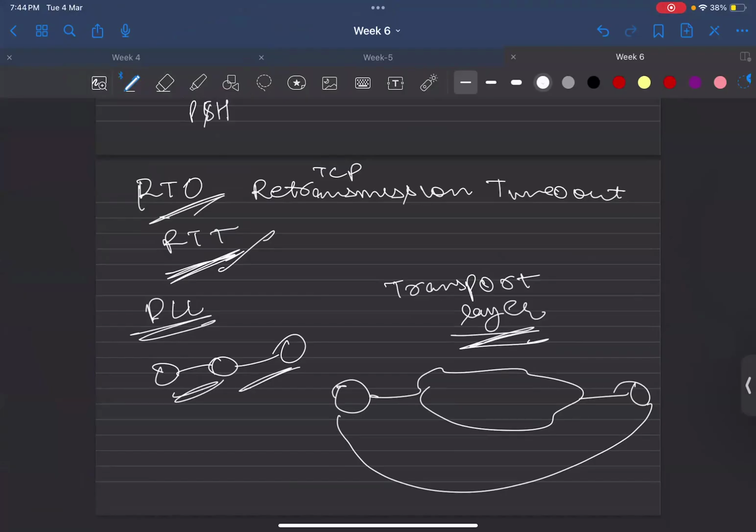What is round trip time? First of all, I'm speaking so many times, what is round trip time? And what I have spoken, what is dynamicity, DLL, transport layer? Are you understanding?